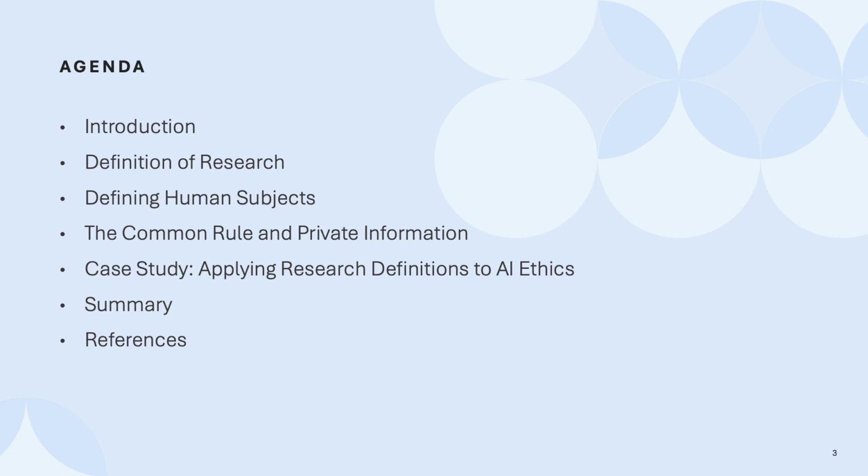For our presentation, we'll be focusing on several different areas. First, doing an introduction to the topic, then going into specific definitions of both research and human subjects, then moving on to discussing the Common Rule and private information and how it relates to research studies involving human subjects. Finally, we'll discuss a case study that takes these items and applies them directly to research using AI and the ethical considerations behind that.